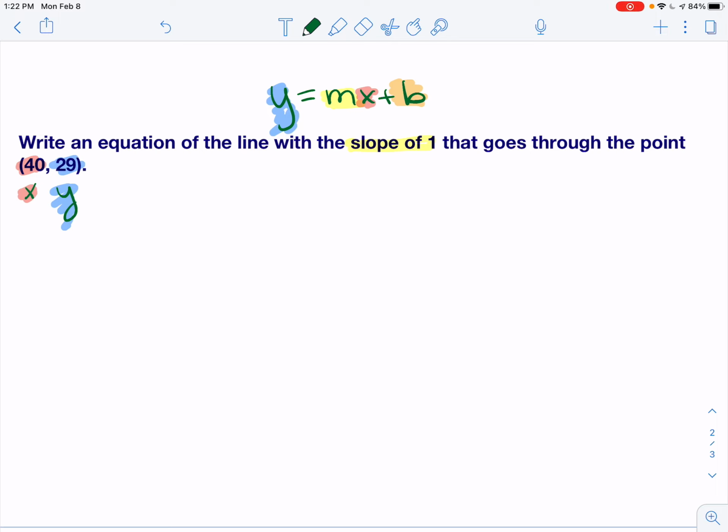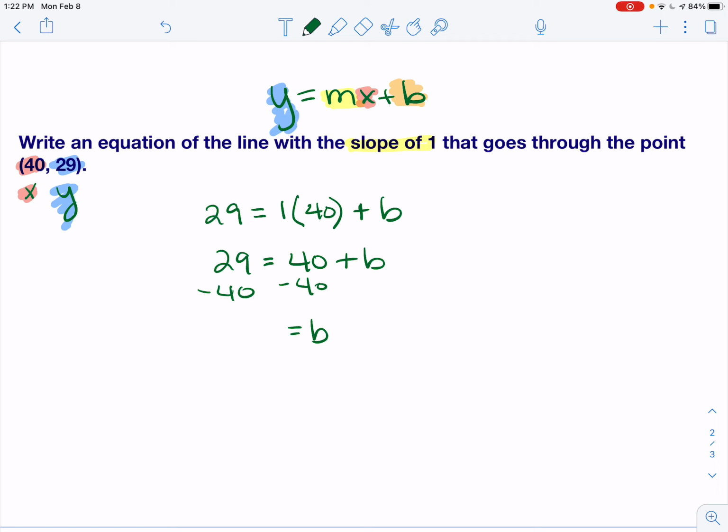So y equals, well, y is 29, so 29 equals, m is my slope, so 1, times my x value, which is 40, plus b. All right, so 29 equals 40 plus b. I subtract 40 from both sides. So my b value equals negative 11.